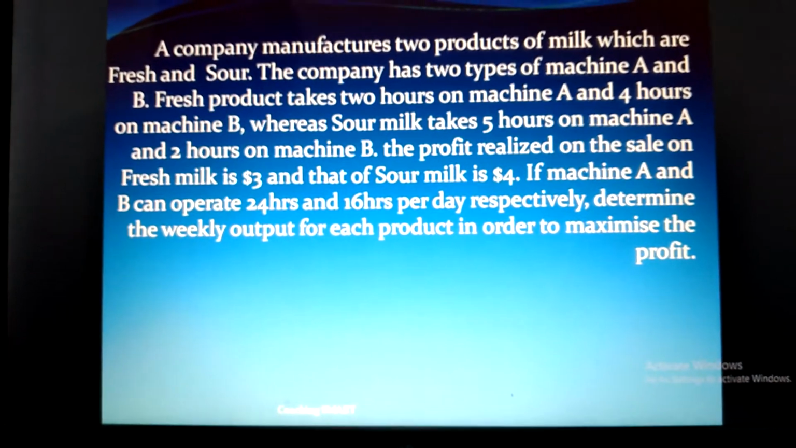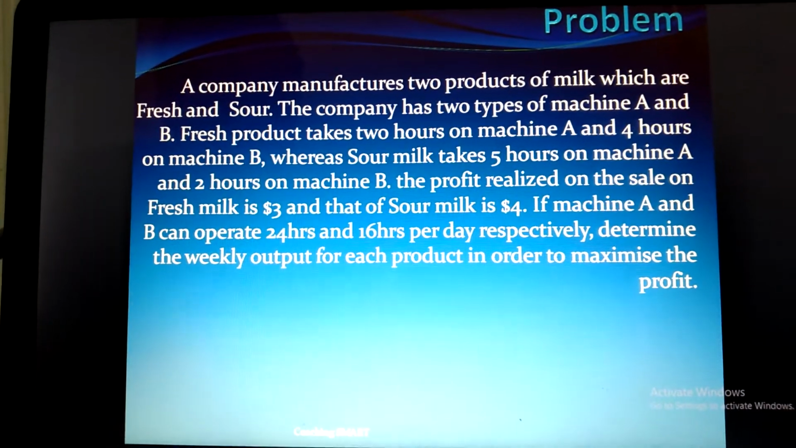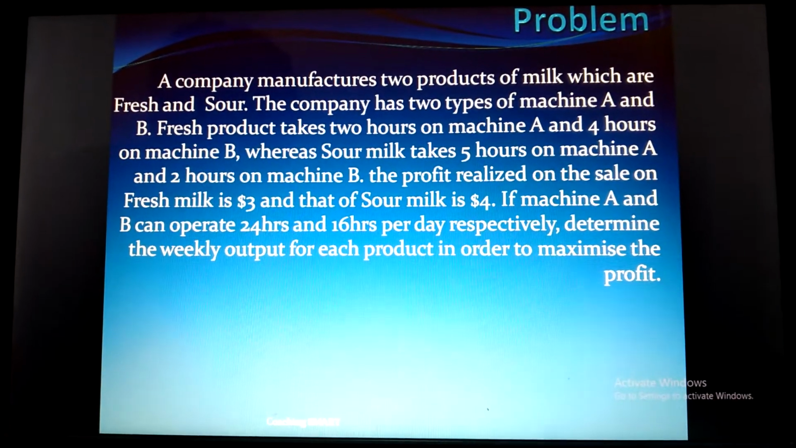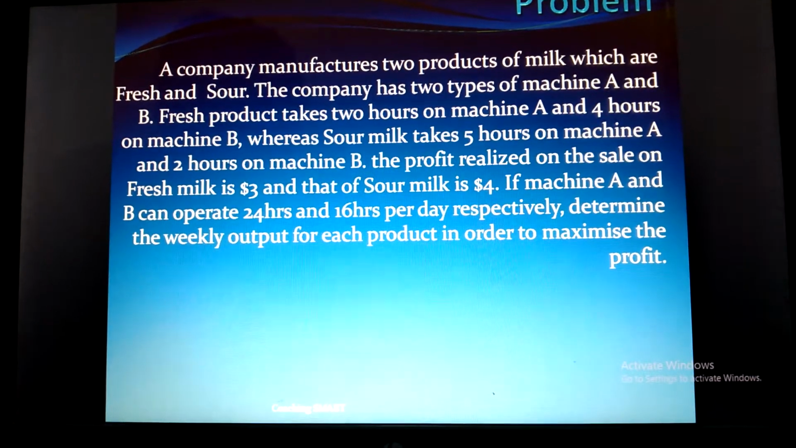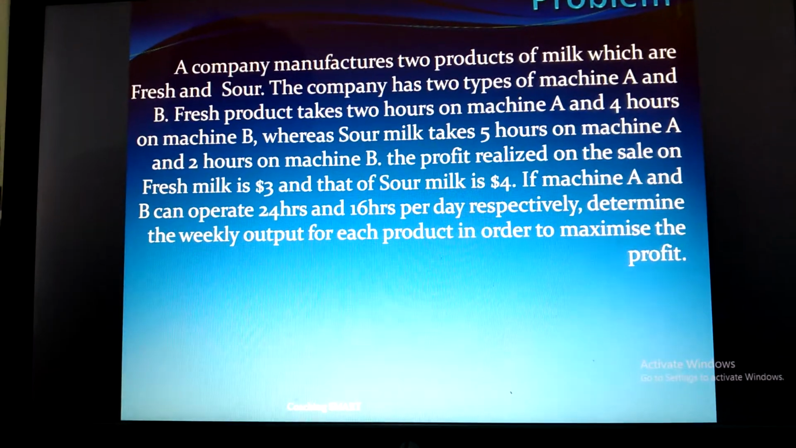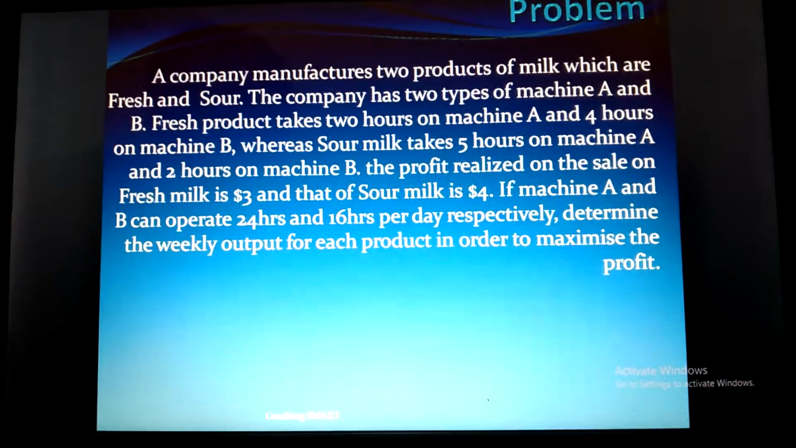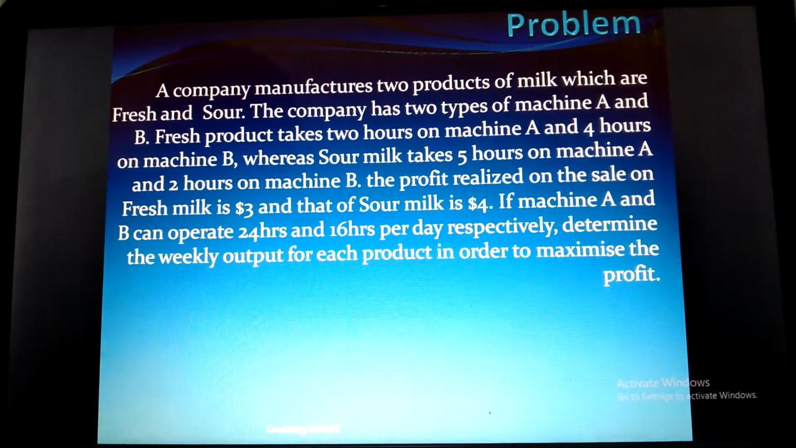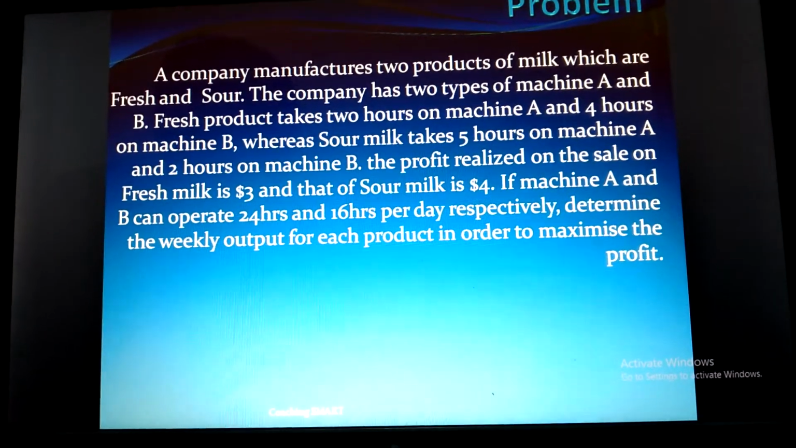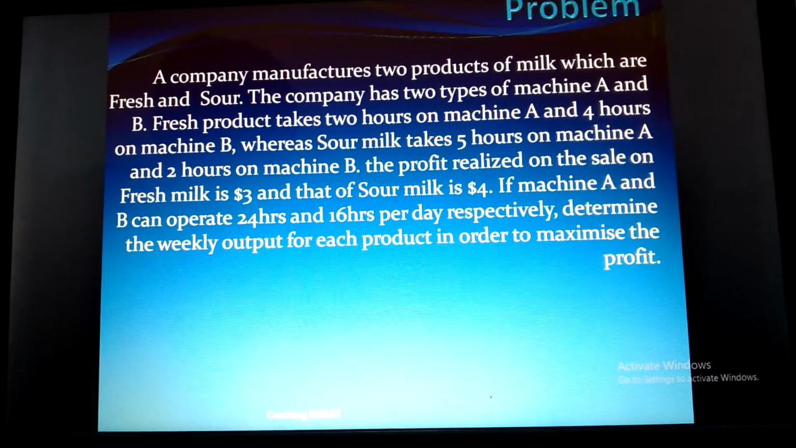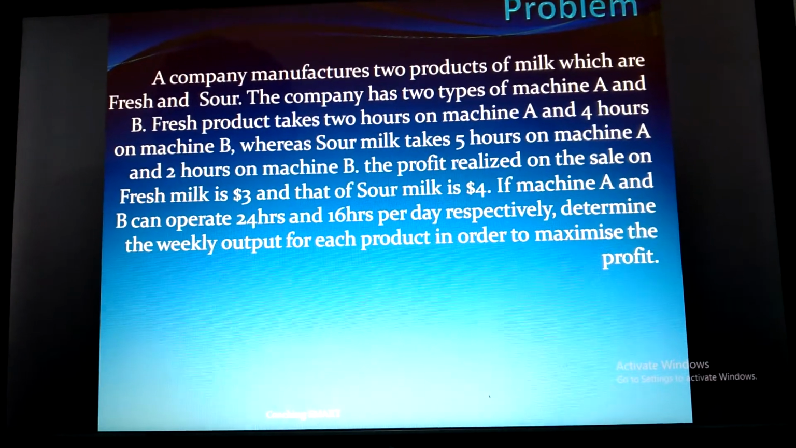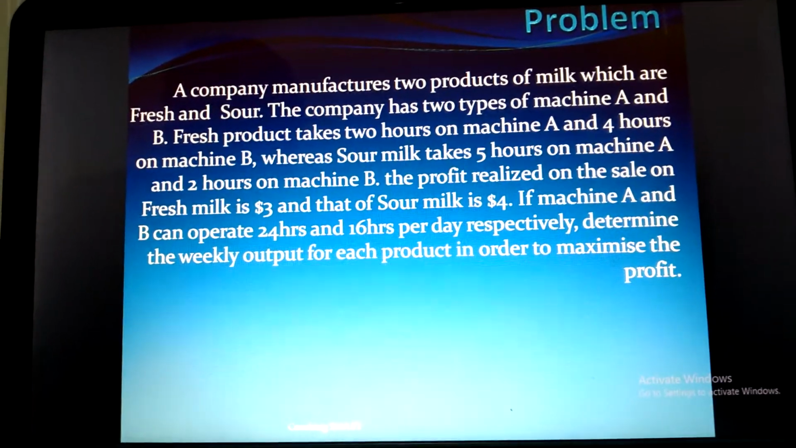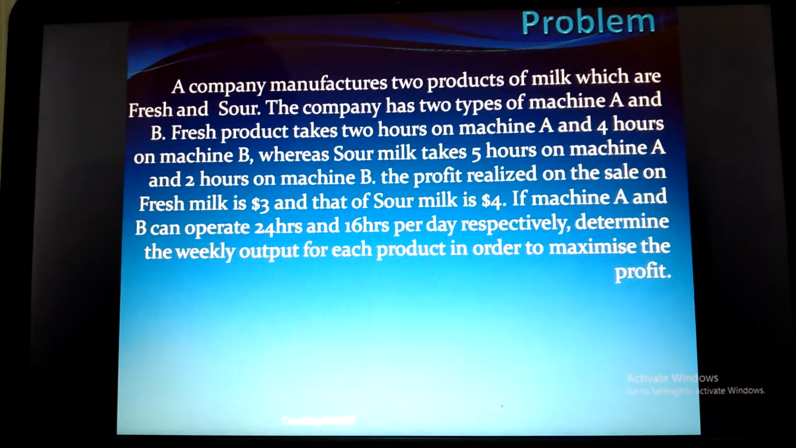Problem. A company manufactures two products of milk which are fresh and soy. The company has two types of machines, A and B. Fresh milk takes 2 hours on machine A and 4 hours on machine B, whereas soy milk takes 5 hours on machine A and 2 hours on machine B. The profit realized on the sale of fresh milk is $3 and that of soy milk is $4. If machines A and B can operate 24 hours and 16 hours per day respectively, determine the weekly output for each product in order to maximize the profit.